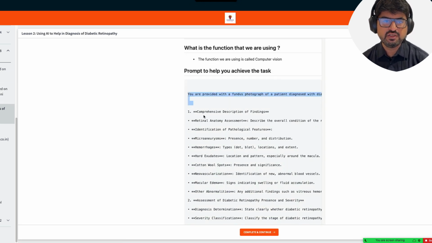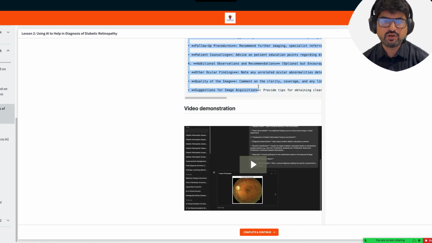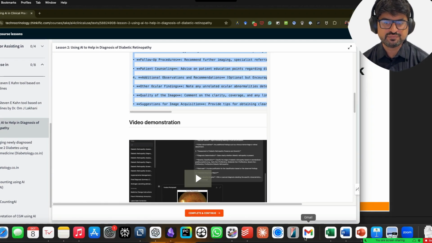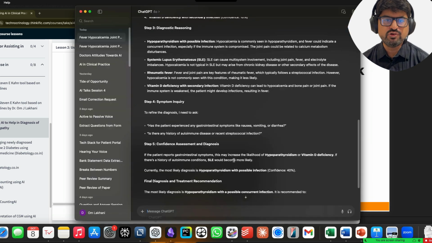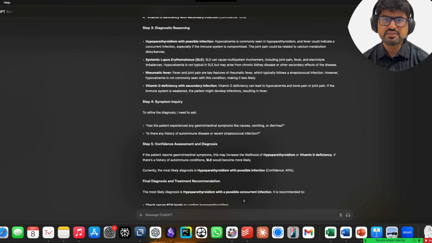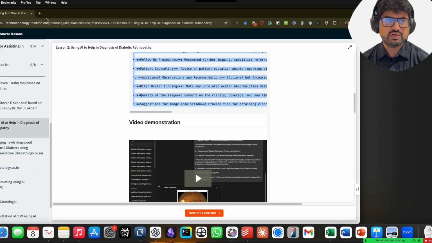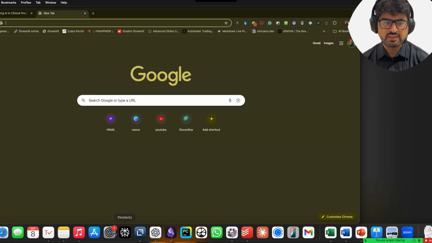This is a prompt I have given. You just have to copy this entire prompt and put it in your large language model, ChatGPT, along with the fundus image. Again, you don't have to do any work of your own, just take this, put it in, and upload a fundus photograph. Okay, so let's take the one which we have here.